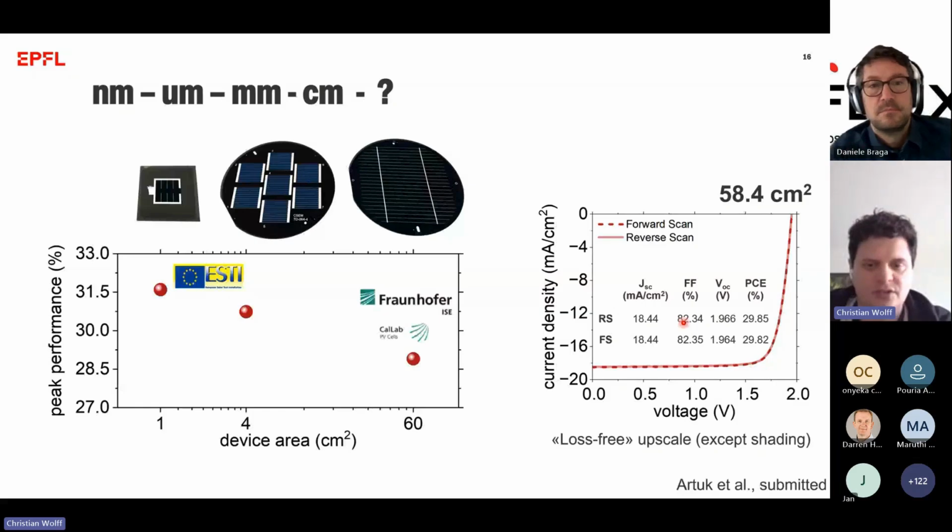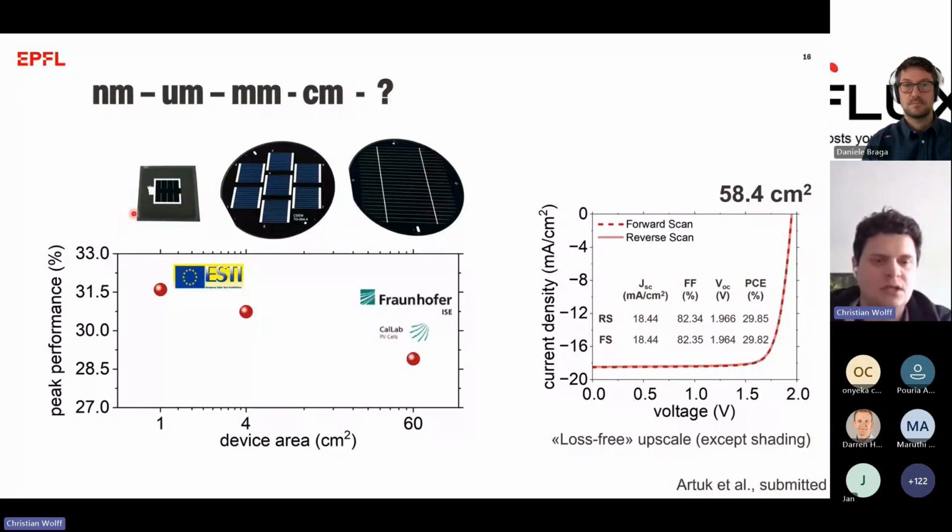We didn't just measure these high performances in-house, we also sent a couple of these devices out for certification. So one of the good ones in the low area range gave us a certification around 32%, 31.7 if I remember correctly. And then we're very proud that we got a 28.9 also on such a beautiful device on a full wafer.